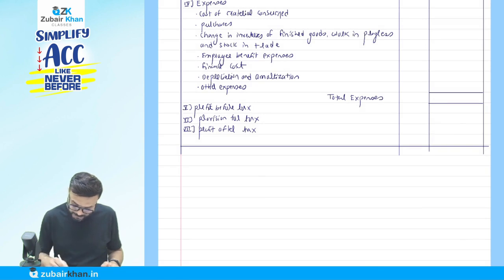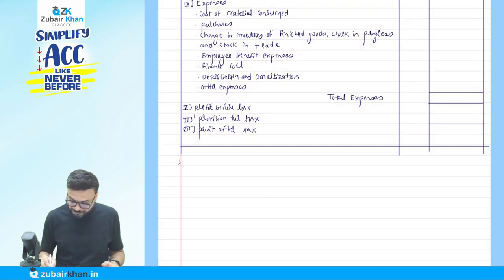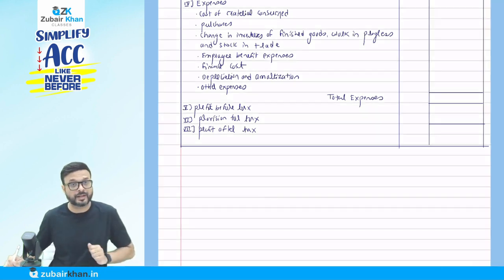That is the profit before tax minus provision for tax. That will give us the profit after tax. And one more thing: if you are coming after graduation, most of the students, I know, here in South do CA after graduation.